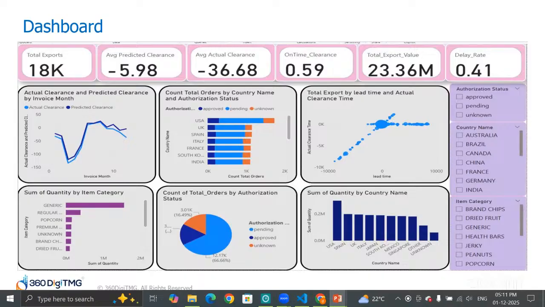And then pie chart, which speaks about total orders by status, the immediate snapshot of approval health probably. And then this bar chart over here, it speaks about quantity by country, helps understand export volume per region, right? So we can filter these dashboards based on the country name, authorization status, and item category as well. Earlier, staff would manually check batch by batch. Now, in seconds, hundreds of orders get predicted. This saves time, cost, and ensures the consistency as well.